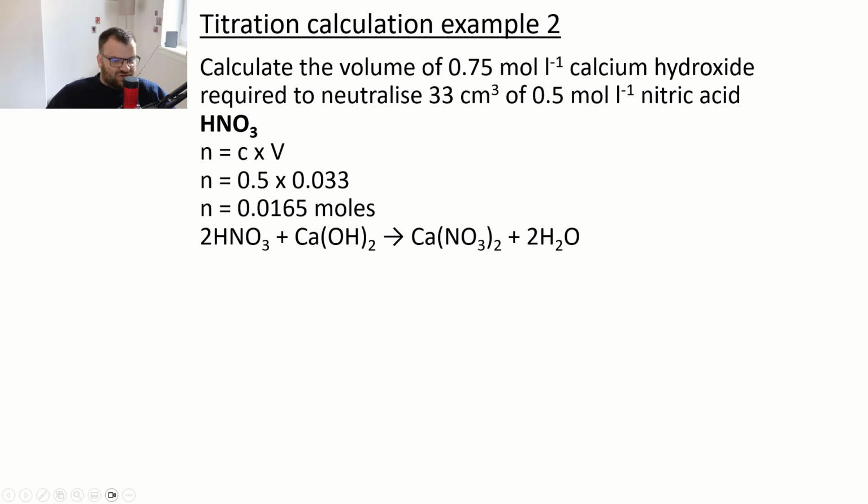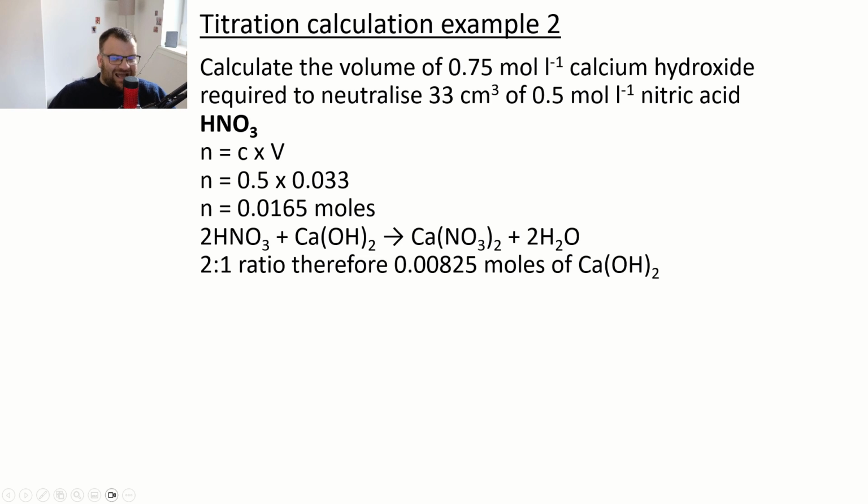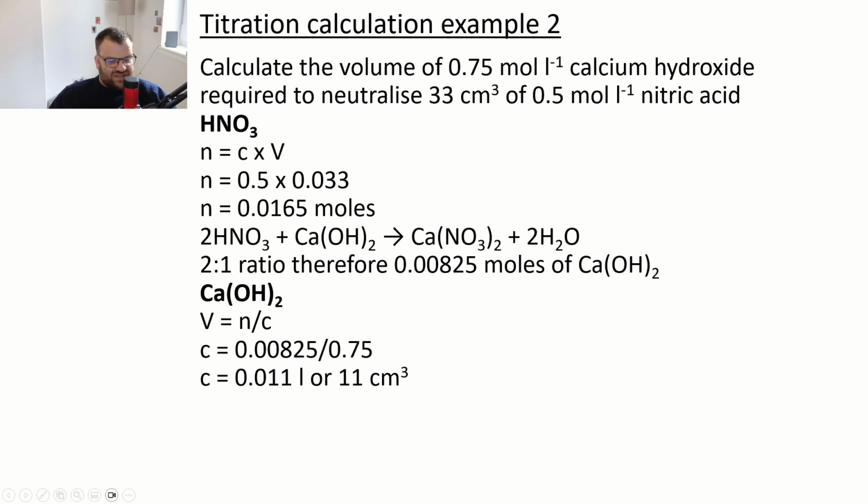The balanced equation this time looks like this. When we're comparing chemical 1, the HNO3, to the calcium hydroxide, the Ca(OH)2, it's a 2-to-1 ratio this time. This means we need to half the number of moles. Then, moving on to the calcium hydroxide, we were asked for the volume this time. The volume equals number of moles divided by concentration. We just worked out the number of moles. Divide that by the 0.75 that we're told in the question. Pop that into your calculator, gives us 0.011 litres, which we could convert into centimetres cubed as 11 centimetres cubed.